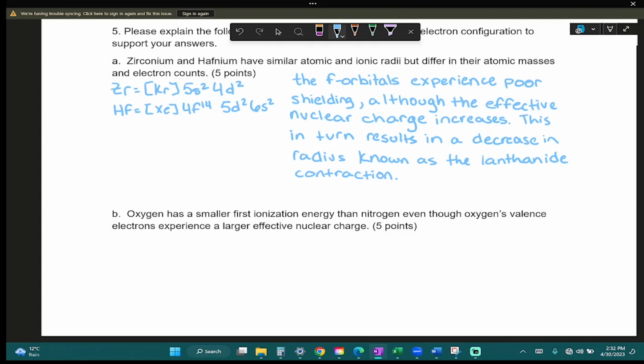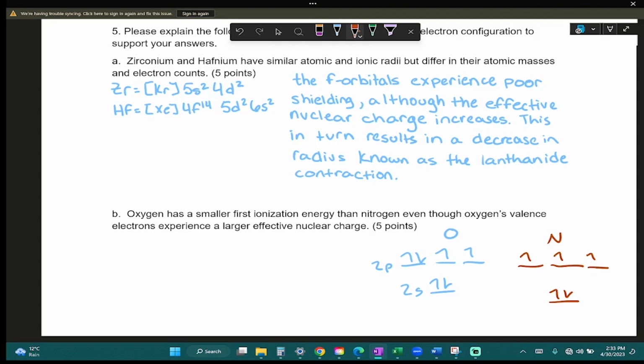Yeah, so if we look at oxygen's electron configuration, I would have 1s, 2s, 2p, and I have 4 electrons in my 2p. But if I look at nitrogen's electron configuration, I have 3 electrons in my 2p. So when I'm ionizing something, I'm removing one of those electrons. When I do that with nitrogen, I'm removing that 3rd electron, and I'm going from a half-filled subshell to less than a half-filled subshell. That takes a lot of energy.